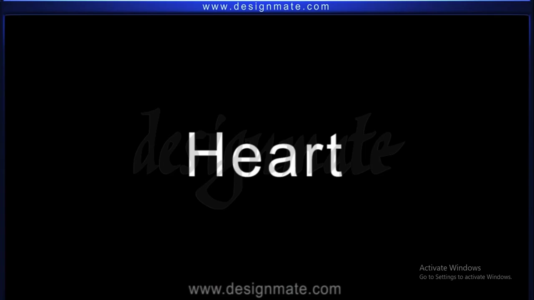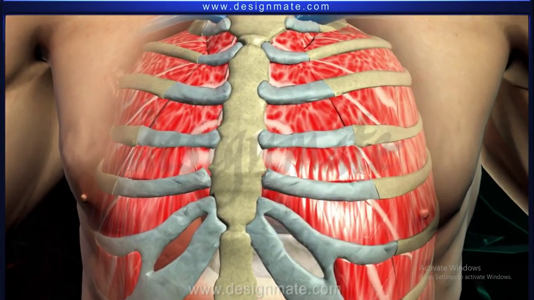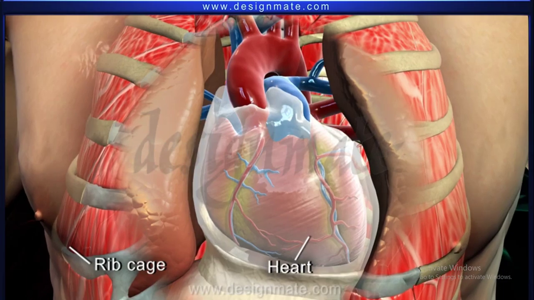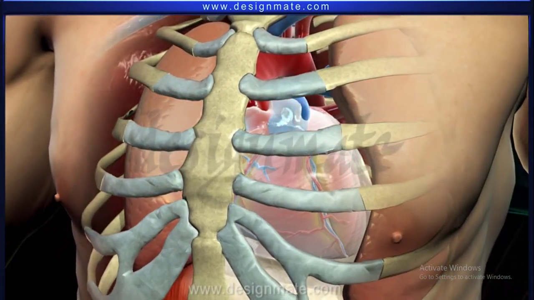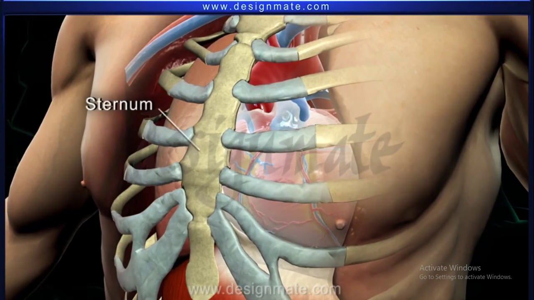Heart. The heart is located inside the rib cage, situated behind the sternum between the lungs.